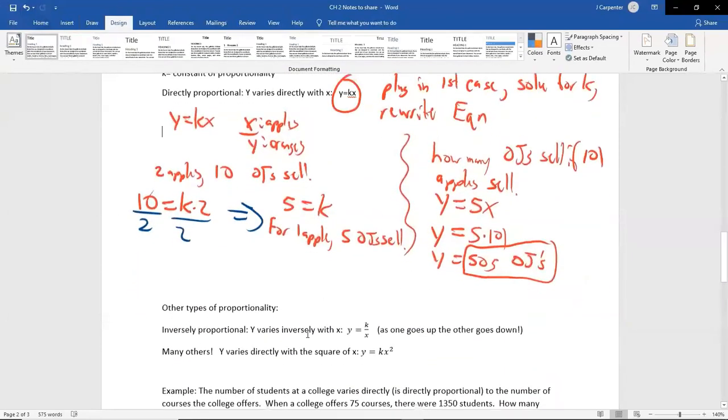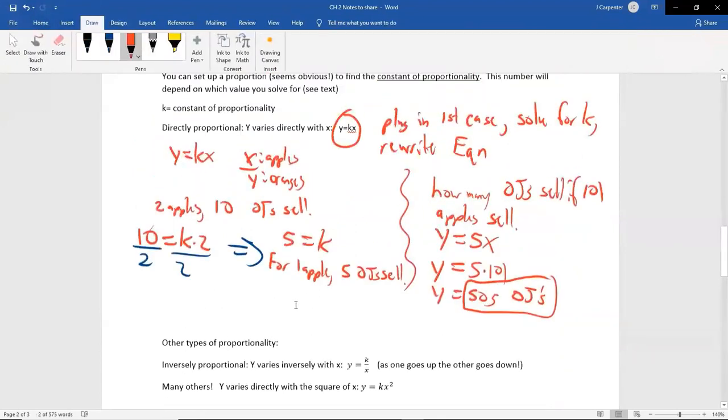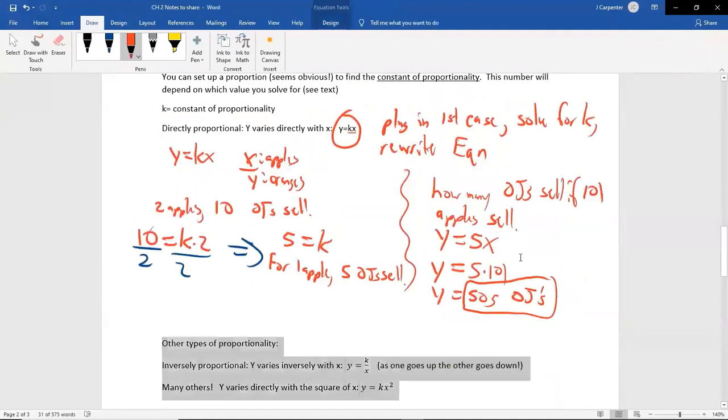Okay, so we're going to come back to this idea in this example down here. We're going to do one just like that, but I've got it set up. I didn't just pull the numbers out of thin air. But before that, I want to describe the other types of proportionality that you can see in the real world. Not everything in the world is directly proportional. There are tons of things that are directly proportional.